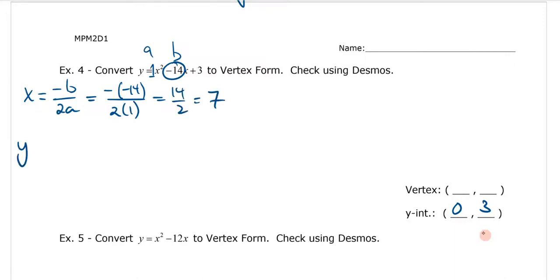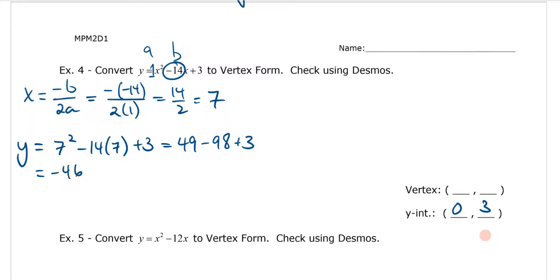The y-coordinate of my vertex would be, well, let's plug in 7. So 7 squared minus 14 times 7 plus 3. And that would be, okay, 7 times 7 is 49. 14 times 7, a little bit more math to think about, but that's going to be 98. And then plus 3, and that's going to equal, let's see here, negative 46. So my vertex would be 7 and negative 46.